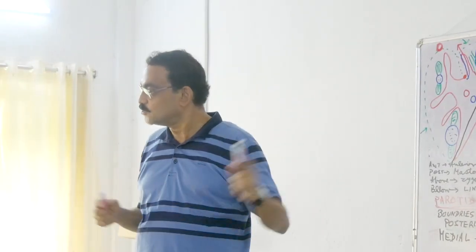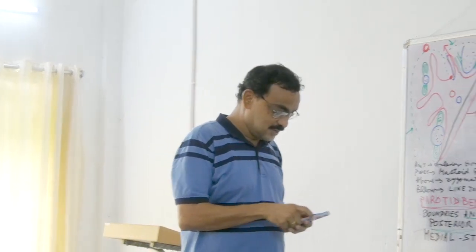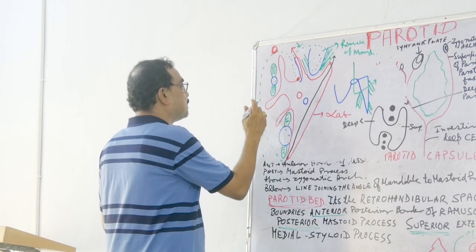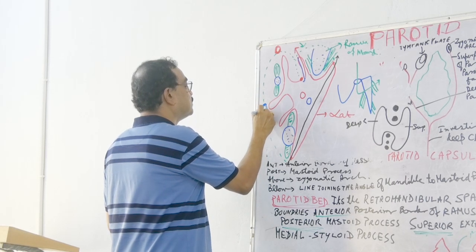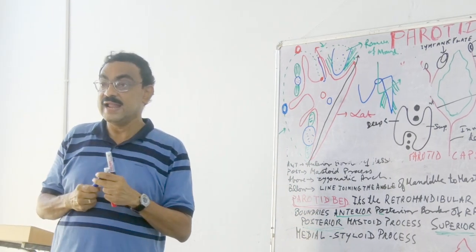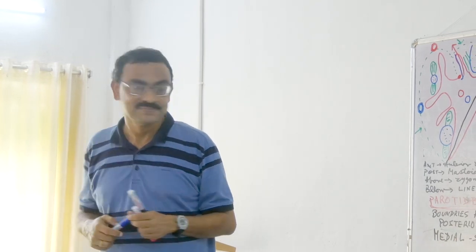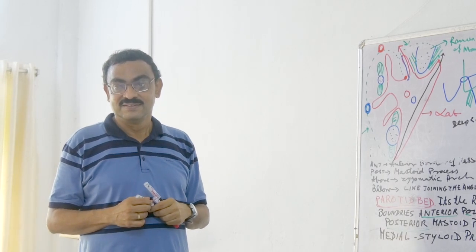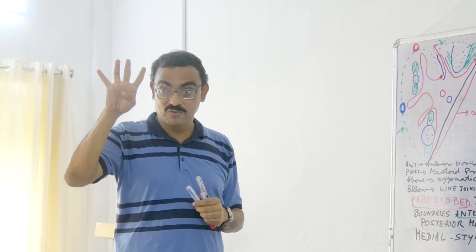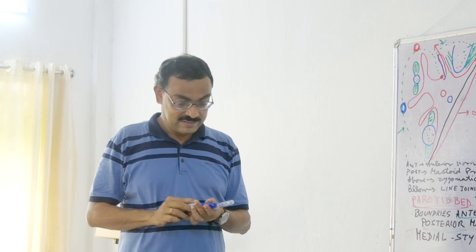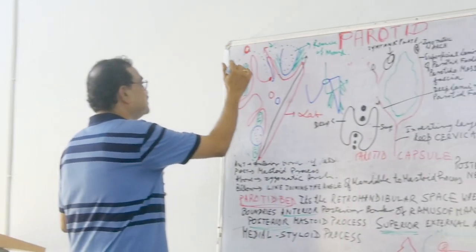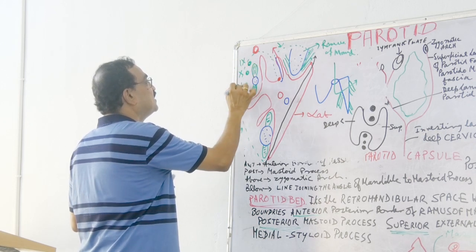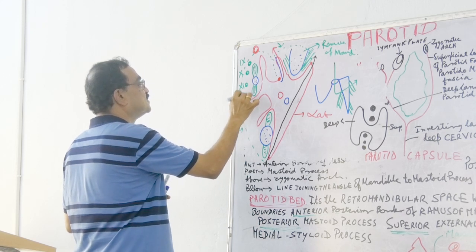Similarly, the post-styloid process is related to another great vein, internal jugular vein, and in between we can find another thing. There are 4 cranial nerves, 9, 10, 11, 12. They are present in between. 9, 10, 11, 12 cranial nerves.